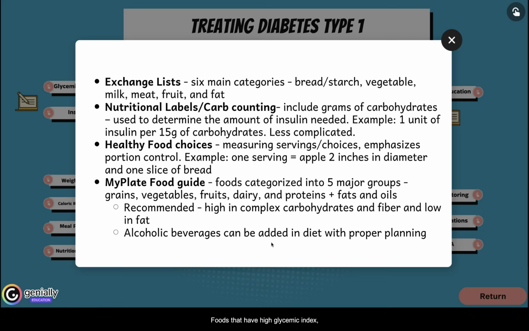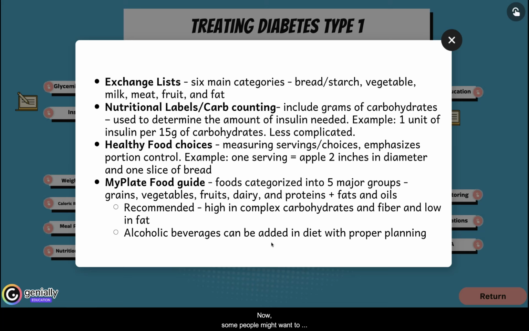Foods that have high glycemic index, that means a lot of carbs in them. Food that have low glycemic index or medium glycemic index. We want to teach patients, and we're going to practice this also in Skills Lab, how to make the right choices. Then you have the My Plate Food Guide. It's food categorized in 5 major groups. You have grains, vegetables, fruits, dairy, and proteins, fats and oils. What we recommend is high in complex carbohydrates and fiber, low in fat. That's what we want to encourage diabetic people to eat.